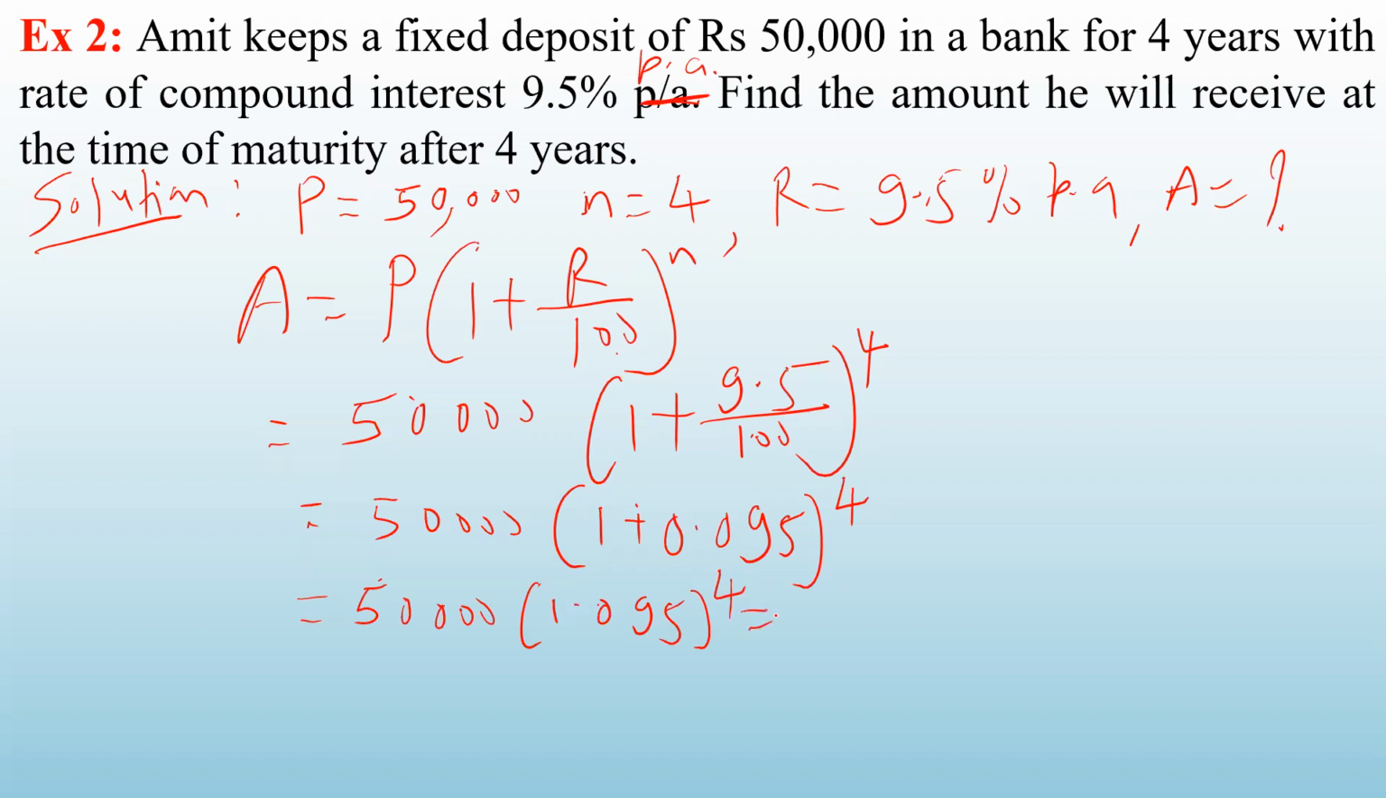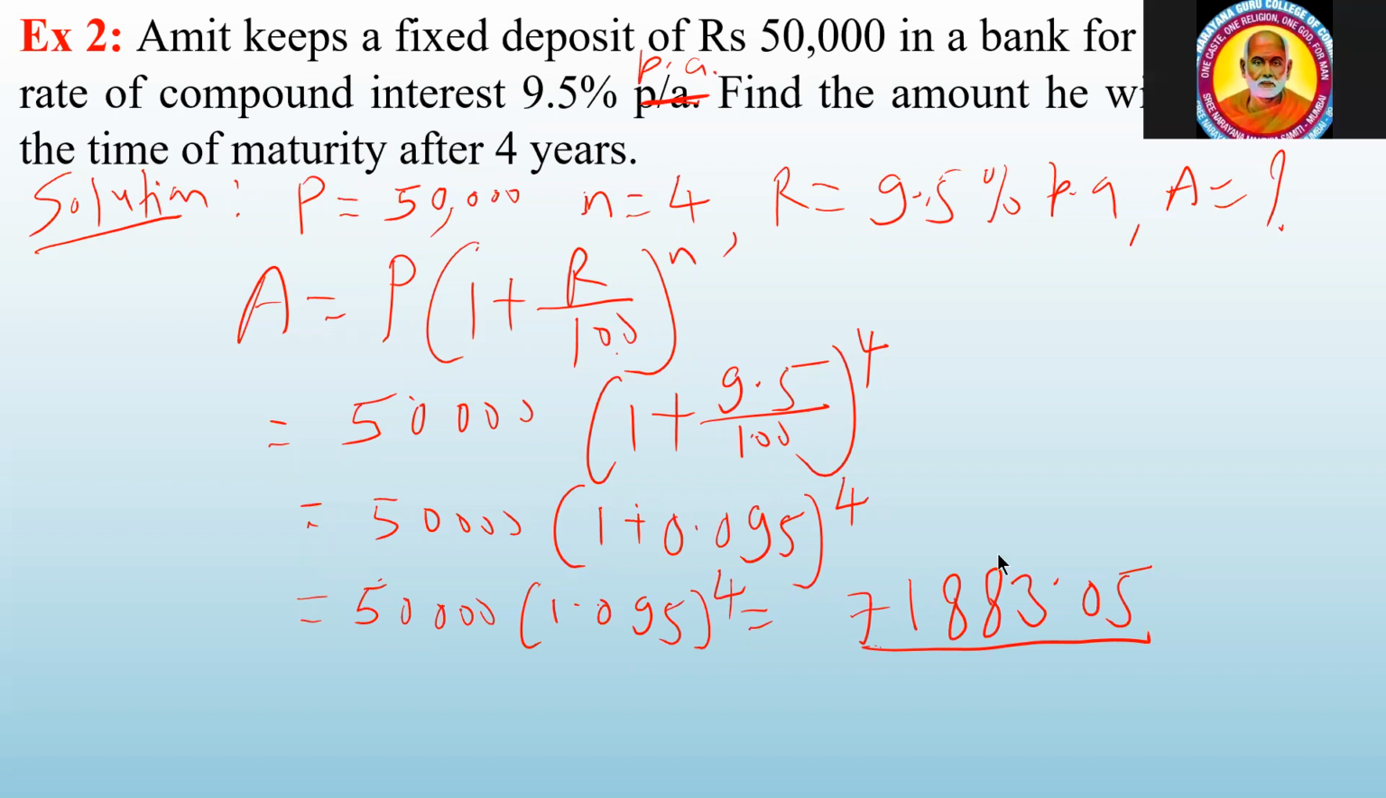Okay. Calculate that. So you are getting 71,883.05. So this is the answer. That means if 50,000 is kept in a bank, then after 4 years, with the interest rate of 9.5%, the amount you get is 71,883.05. Okay.